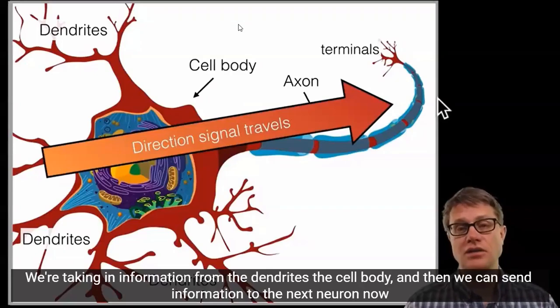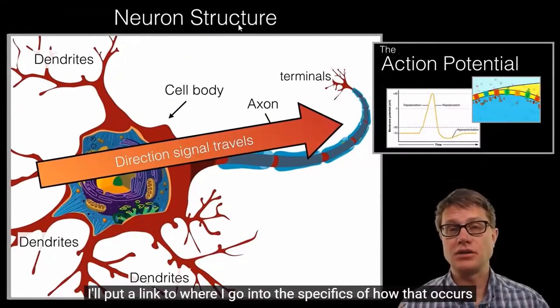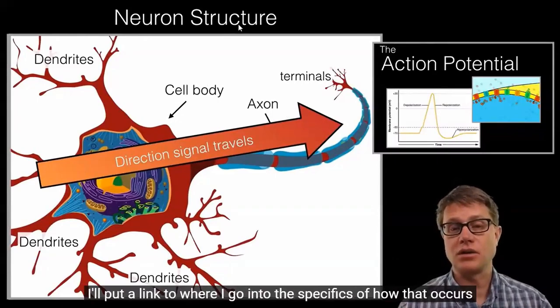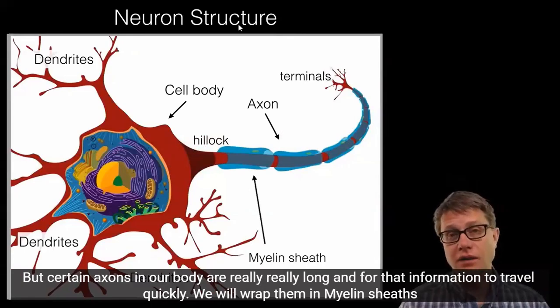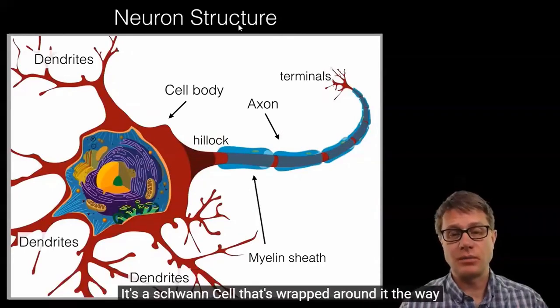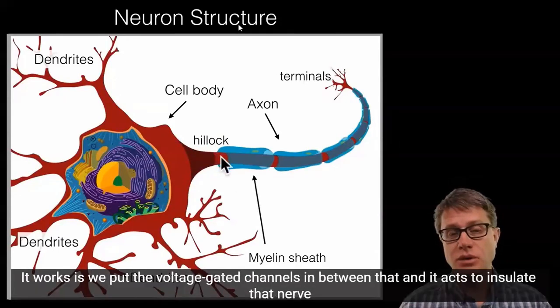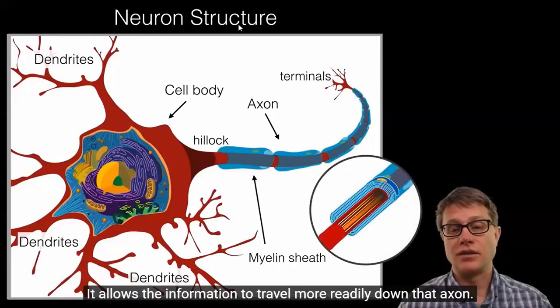Now, how do we do that is through an action potential, and I have a video that I'll put a link to where I go into the specifics of how that occurs. But certain axons in our body are really, really long, and for that information to travel quickly, we will wrap them in myelin sheaths. It's a Schwann cell that's wrapped around it. The way it works is we put the voltage-gated channels in between that, and it acts to insulate that nerve. It allows the information to travel more readily down that axon.